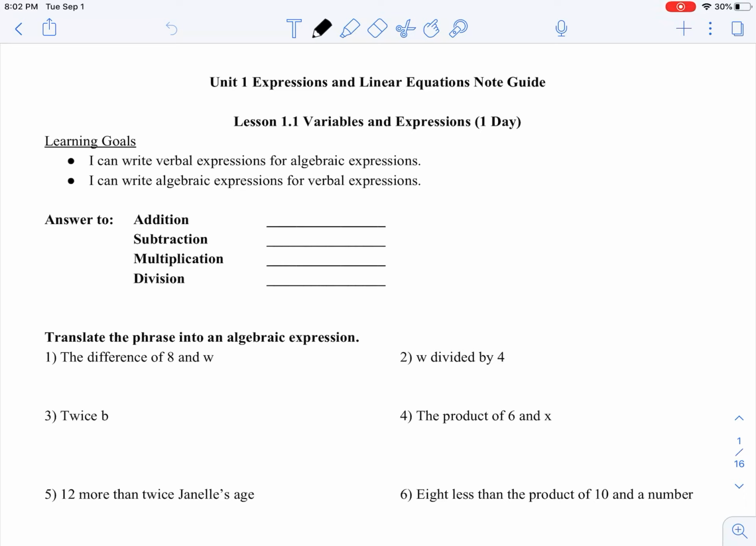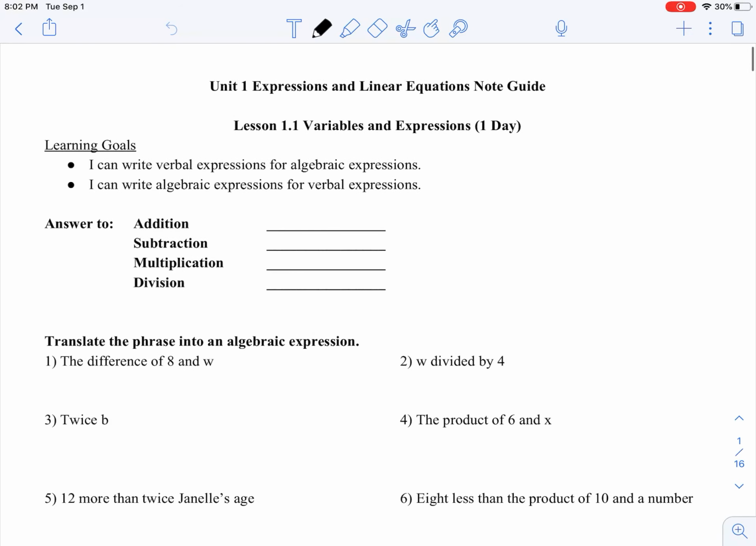The difference between an expression and an equation is that an equation has an equal sign. For example, 4x plus 3 equals 12. That's an equation. An expression would just be like a part of it. The 4x plus 3, for example. There's no equal sign there. This is an expression, and this is an equation.